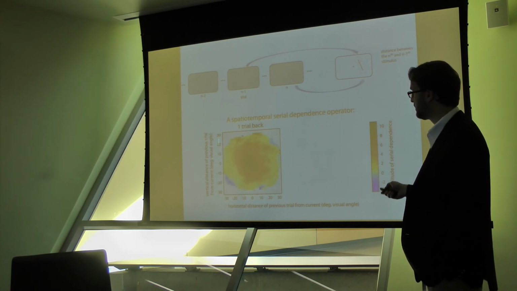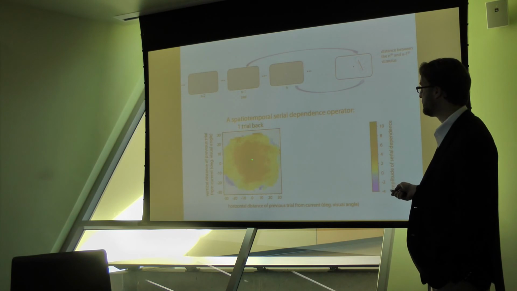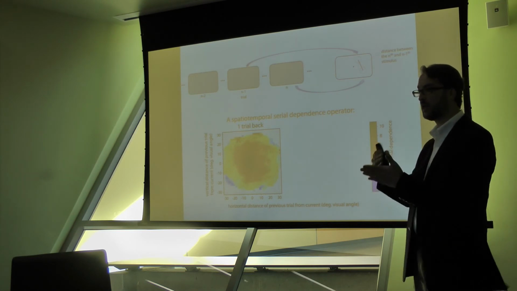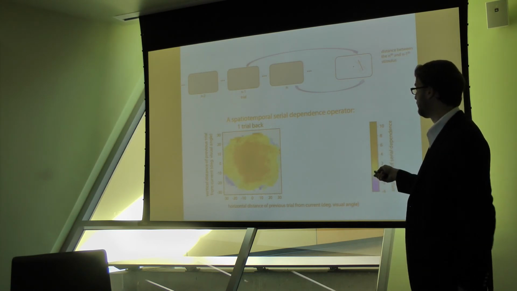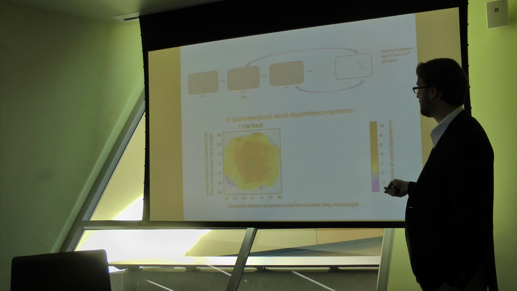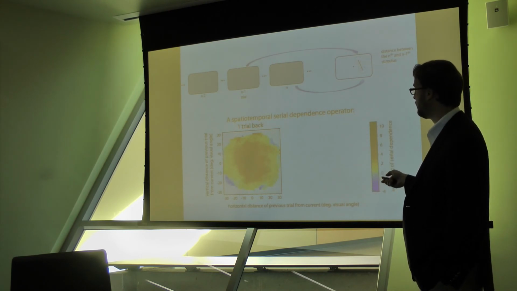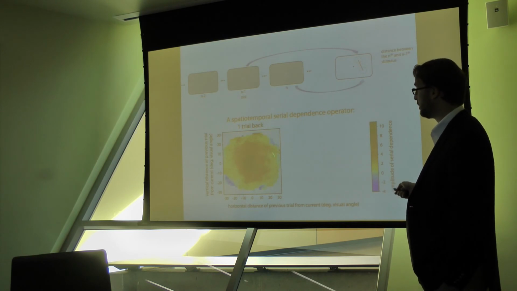In space coordinates, this is the separation between the sequential Gabors. 0 means that the two Gabors were located at the same location. And further to the periphery means more separation between the sequential Gabors. And the heat map shows the degree of serial dependence. So there's very strong serial dependence when objects overlap, and less so when they're separated. But it's very broadly tuned.